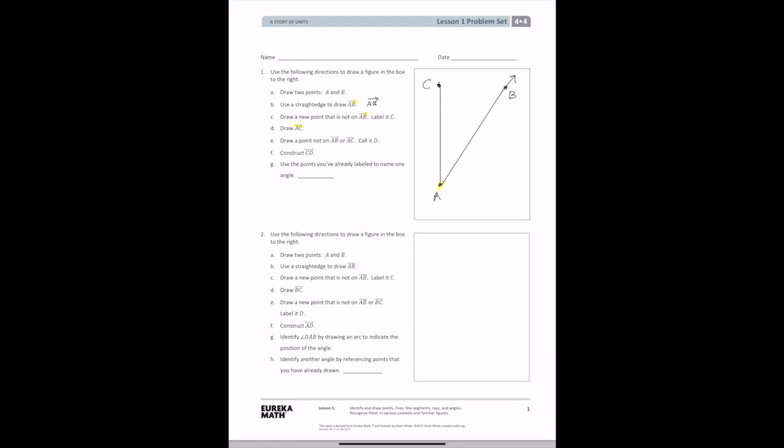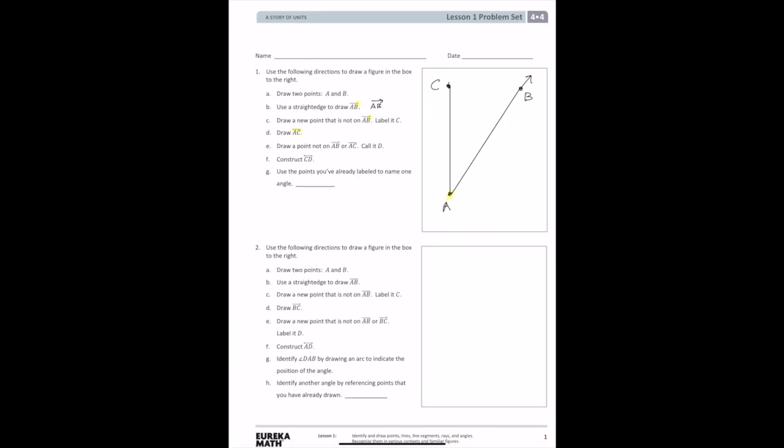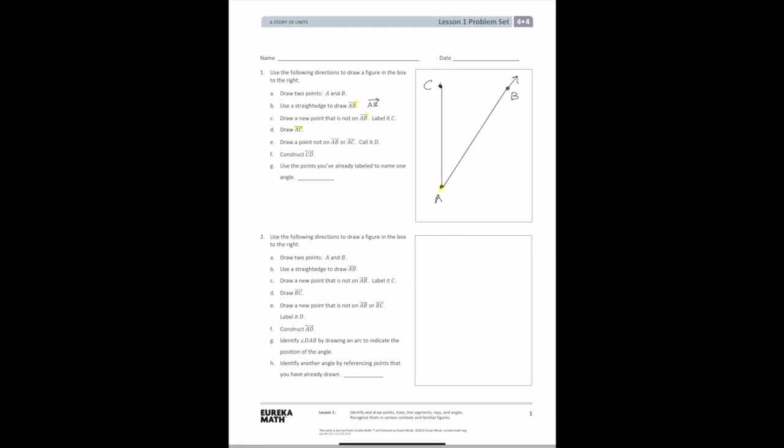Okay? Now E says draw a point not on ray AB or the line AC. Call it D. So it's not on ray AB or on line AC. Okay, so let's just find another place to put a point. I guess I can just put it anywhere, right? So just put D here.